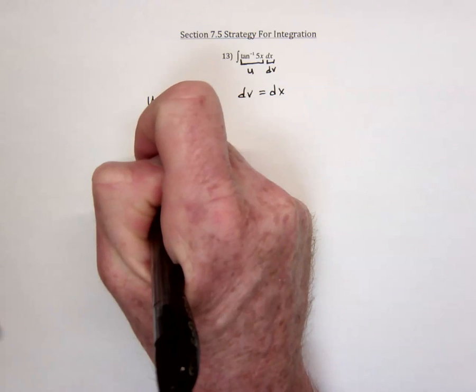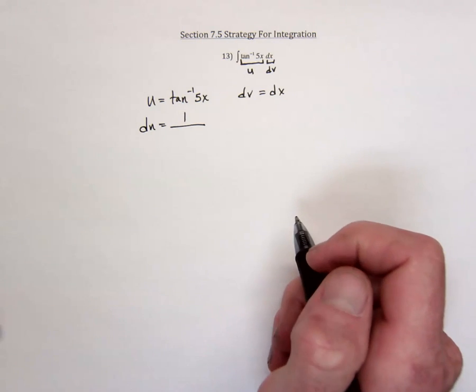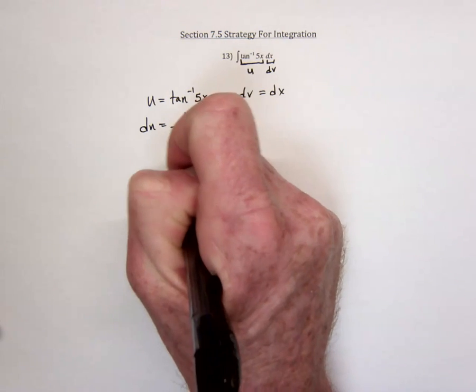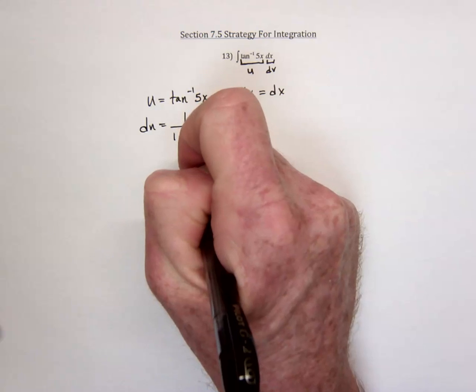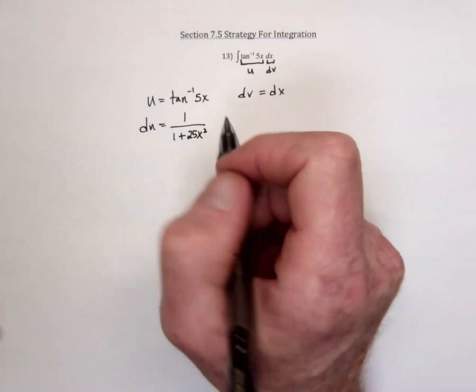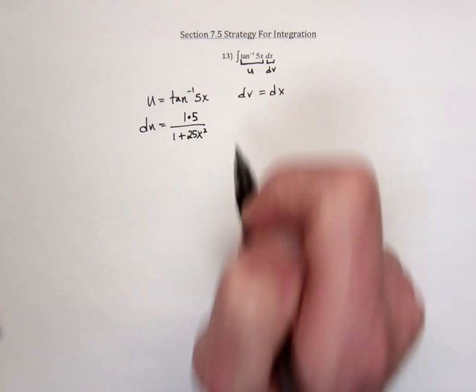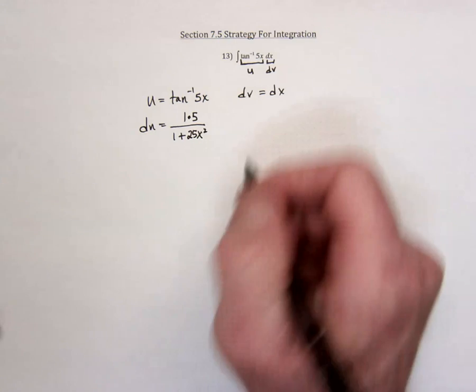Over here, we need to take the derivative. So it's 1 over 1 plus the argument squared. So 1 plus this gets squared is going to be 25x squared. Then we need the chain rule, so the derivative of the inside is a 5. So 1 times 5, and dx.